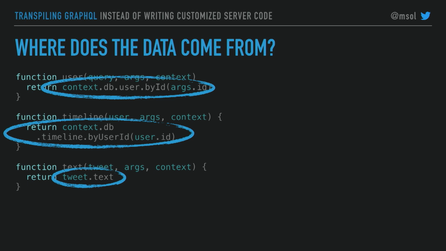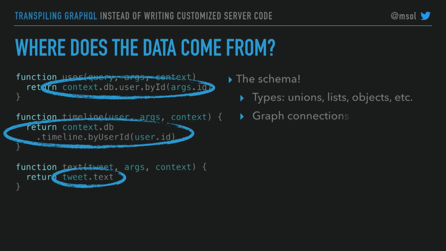But it doesn't have to be, because in GraphQL you also have a schema, which tells you the types of all the data that's available in your API. It'll tell you, for example, whether something is a union or a list or an object. So a tweet's an object, whereas a timeline is a list of tweets. The schema actually tells us more than that even. It also tells us about graph connections. For example, we know that a user has their own timeline. That's actually a graph connection, as we saw a couple of slides ago.